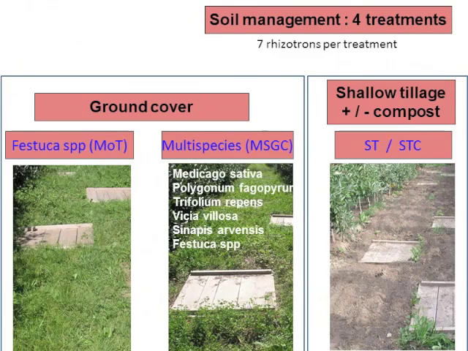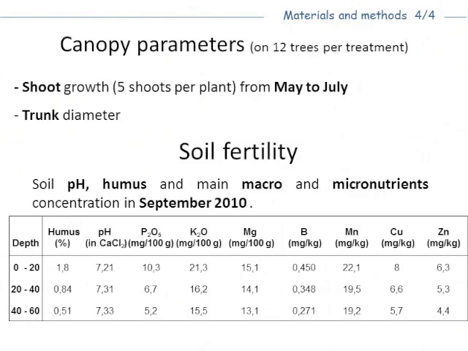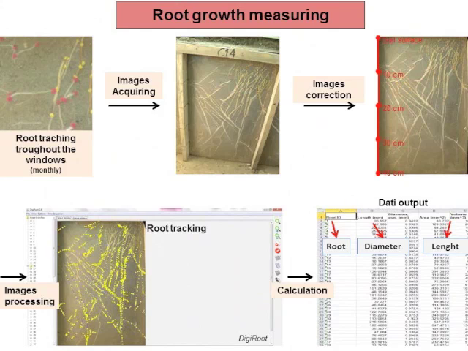Then we worked with different rhizotrons, in the windows of which we were able to track the roots that were growing, and so we were able to acquire the images and then make the correction in the computer and elaborate the data and make the calculation of root diameter and length.